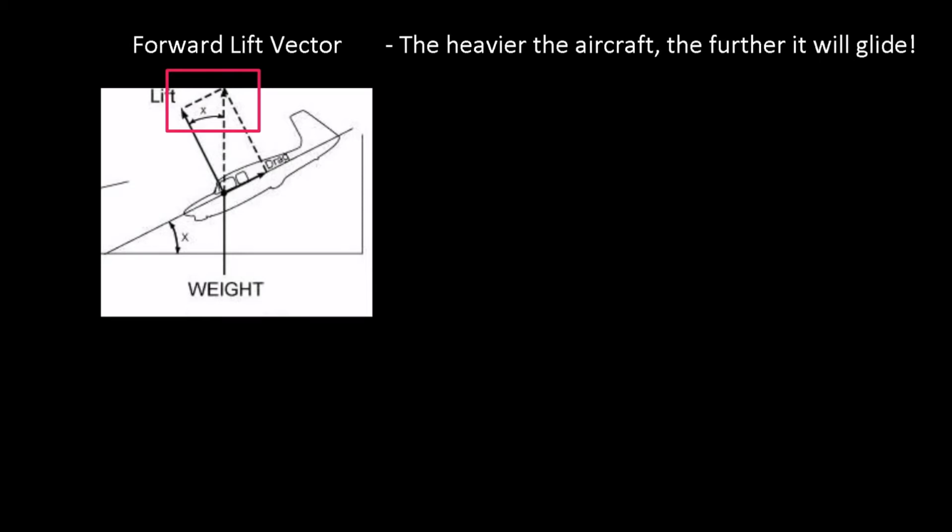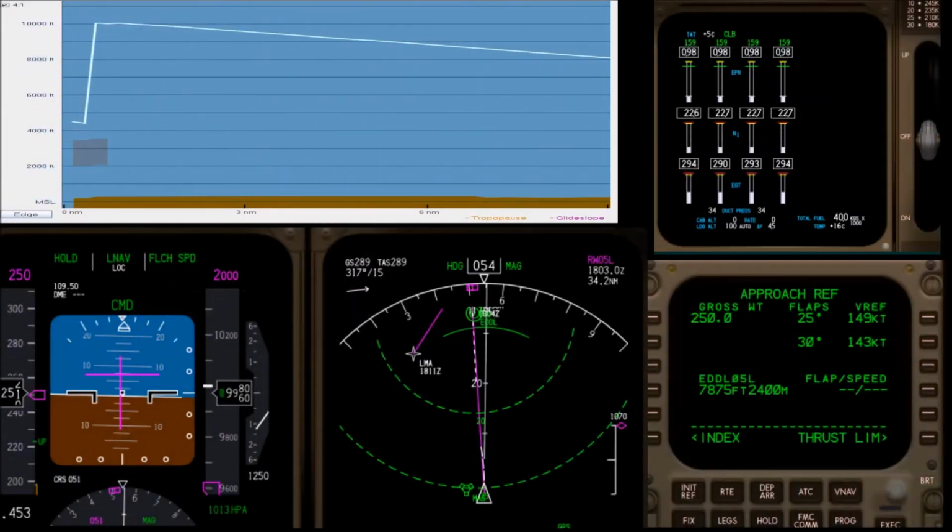Now that forward pointing gives you effectively a little bit of a tailwind. And the more lift you've got, in other words the heavier the aircraft, then the more that effective tailwind becomes. So a heavier aircraft will glide further, and you have to allow for that. Okay, that's enough chalk and talk. Let's do a little bit of flying.